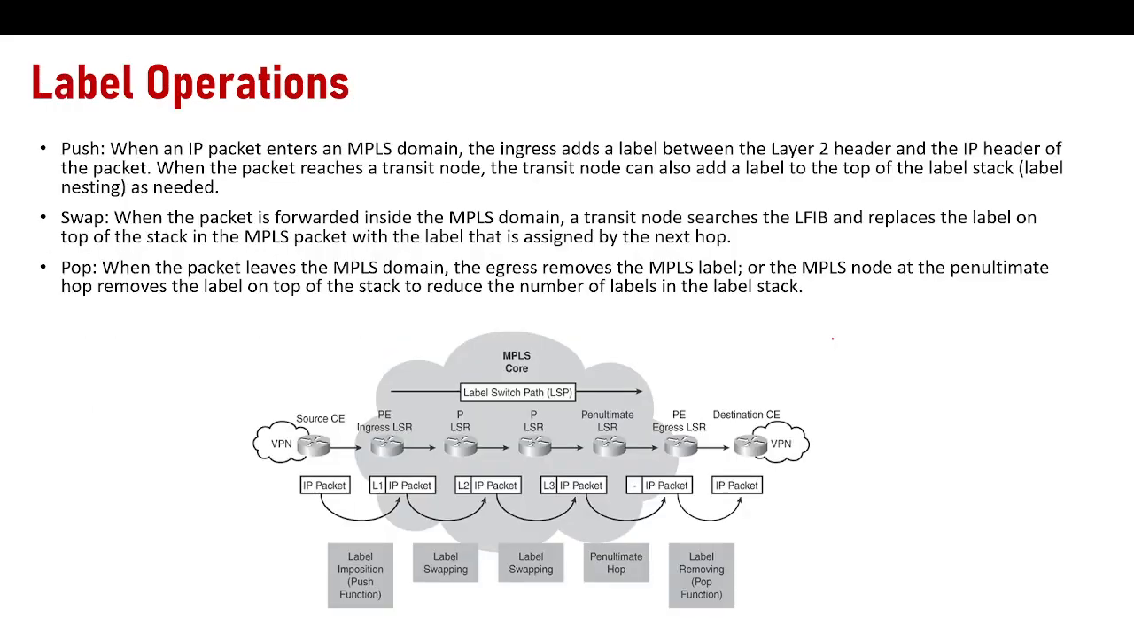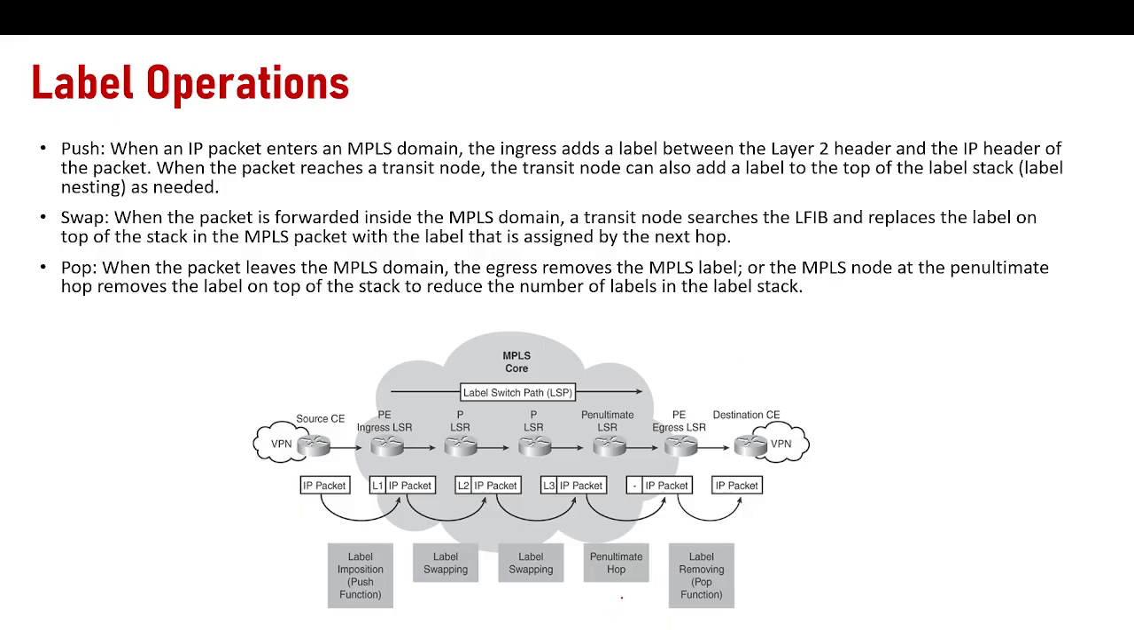The label operations, we've already mentioned them. There are three main operations: push, swap, and pop. Push means you are adding a label. Swap means you are dropping the existing label and replacing it with the new label, and this happens on the label on the top of the stack. Pop means you are removing the label from the packet, removing all the labels or the remaining label on that MPLS packet.